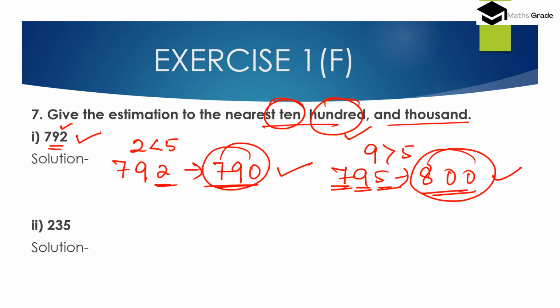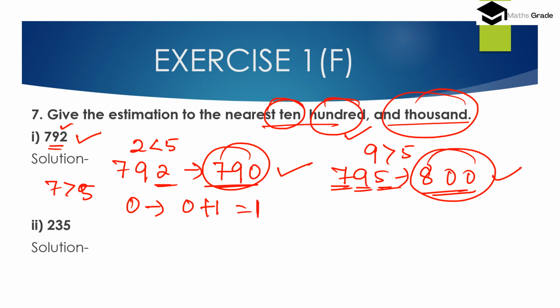Now 792 rounded to the nearest 1000. Here when we round any number to the nearest 1000, we have to first look at the 100 place value digit. Here 100 place value digit is 7. 7 is more than 5. So we have to add 1 to the 1000 place value digit. Here 1000 place value digit is nothing, means that is 0. 0 changes to 0 plus 1, which is 1.